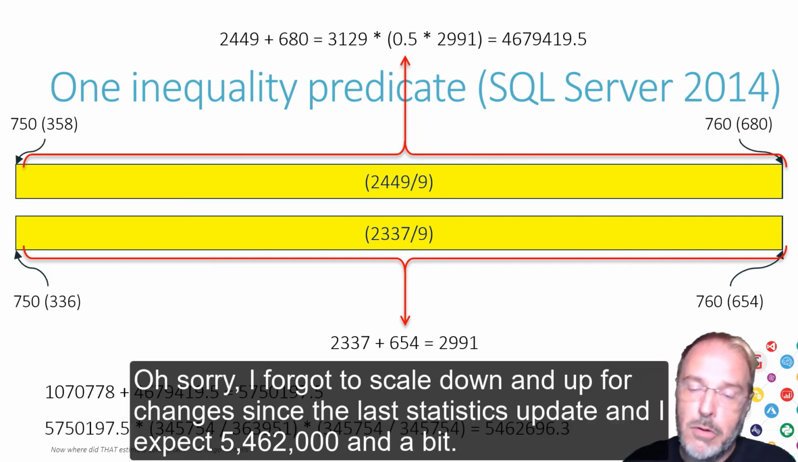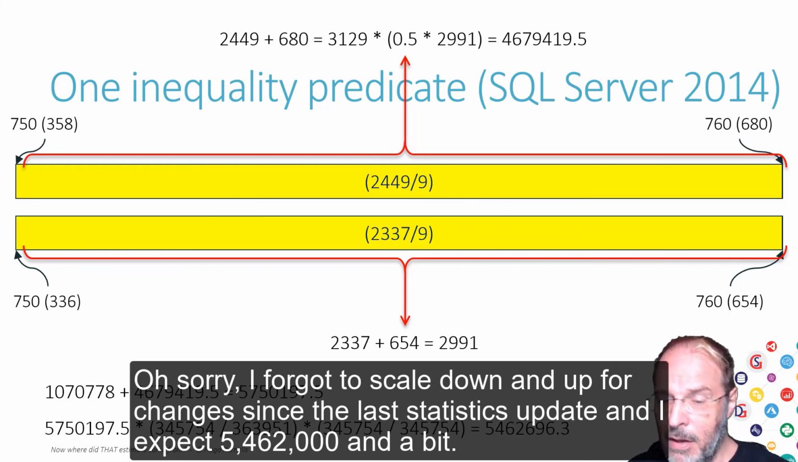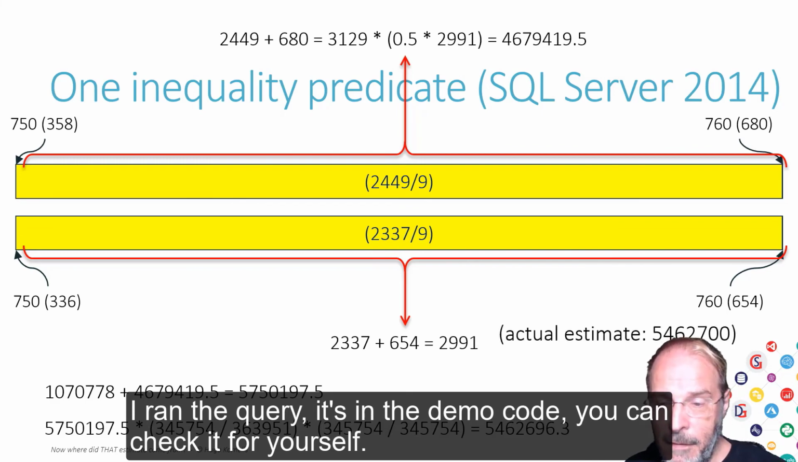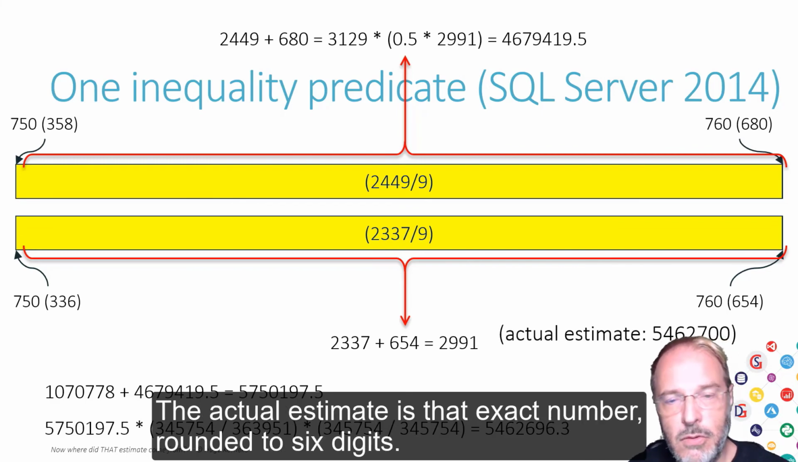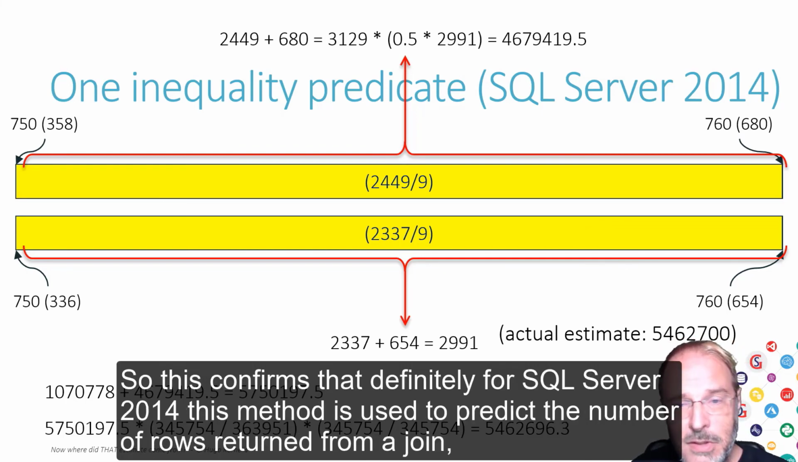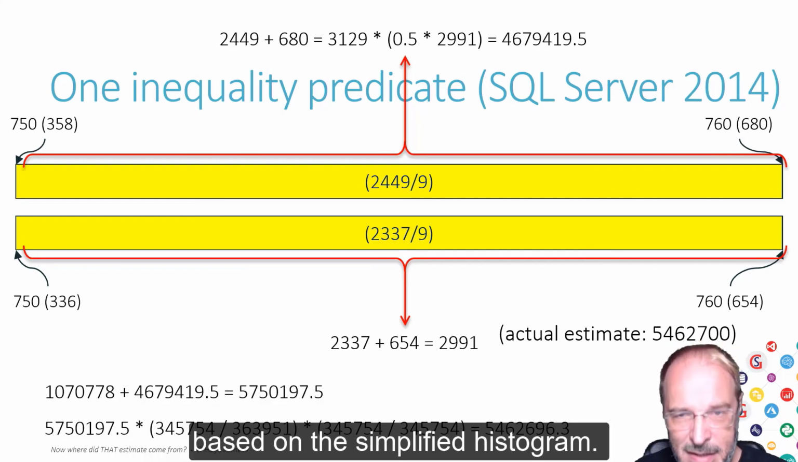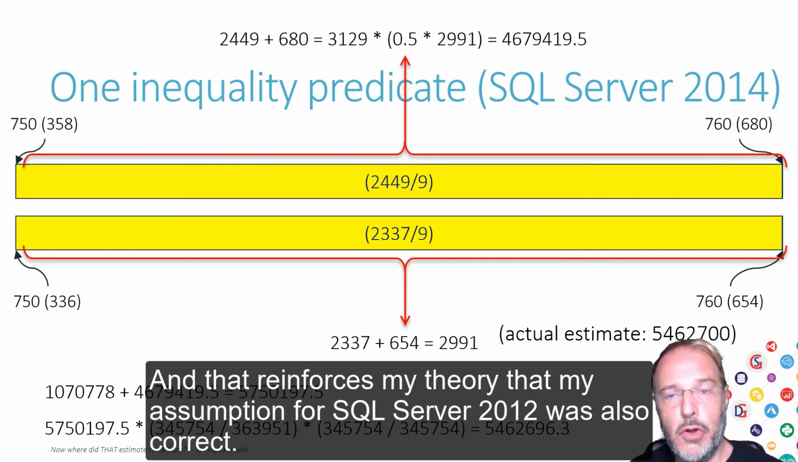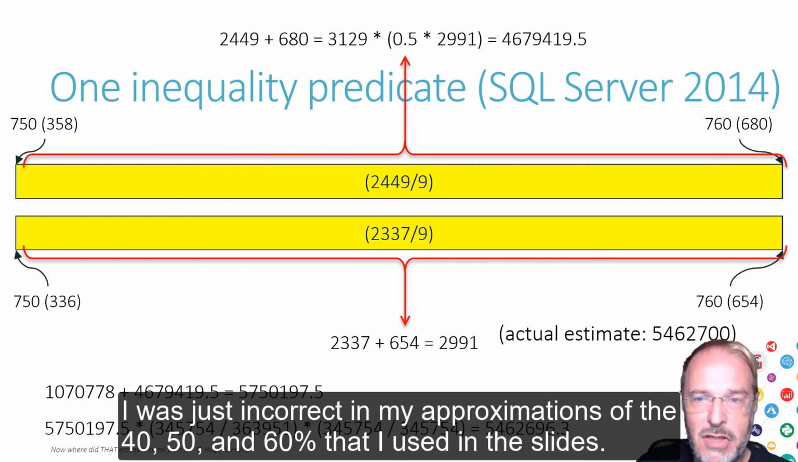I forgot to scale down and up for changes since the last statistics update, and I expect 5,462,000 and a bit. I ran the query, it's in the demo code, you can check it for yourself. The actual estimate is that exact number rounded to 6 digits. So this confirms that definitely for SQL Server 2014, this method is used to predict the number of rows returned from a join based on the simplified histogram. And that reinforces my theory that my assumption for SQL Server 2012 was also correct. I was just incorrect in my approximations of the 40, 50 and 60% that I used in the slides.